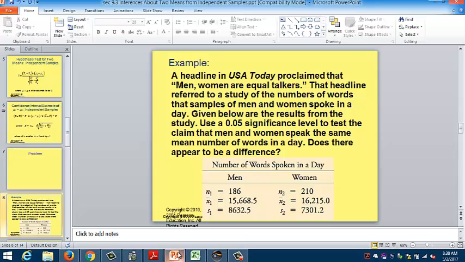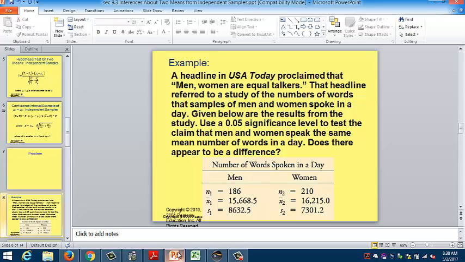Here's an example. I like this headline. Men and women are equal talkers. Look at the study they did. Number of words spoken in a day. Now, I've seen lately people talk about number of steps you need in a day. Any of you guys have that from work? Like they count how many steps you take in a day, the pedometer. What do they say you're supposed to get? 10,000 a day is what I've heard, I think. Am I right?